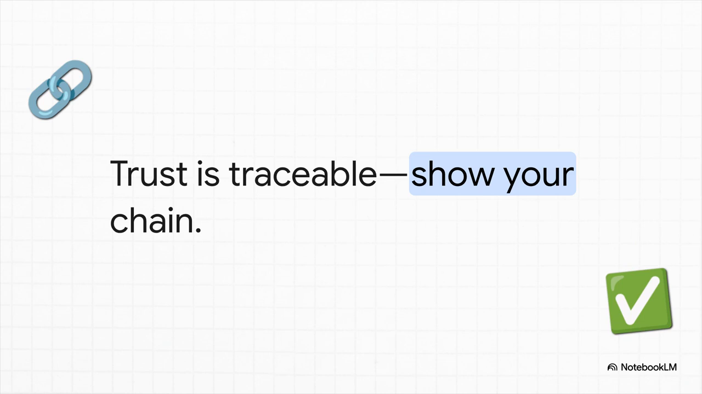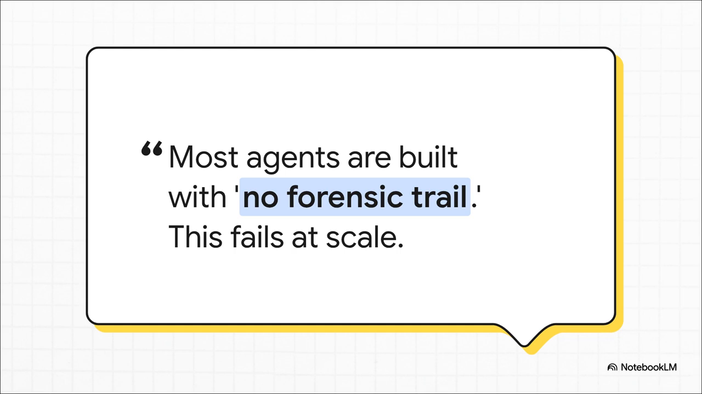Trust is traceable. If you can't show the chain of custody, from an AI's origin all the way to its final output, you really can't prove its integrity. This is the absolute foundation of real AI governance. And this gets right to the heart of the problem.